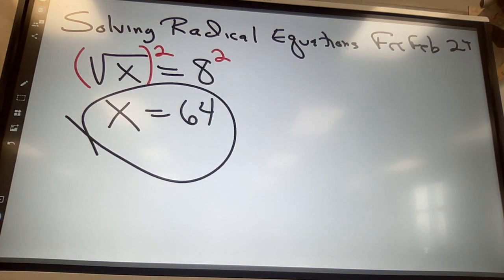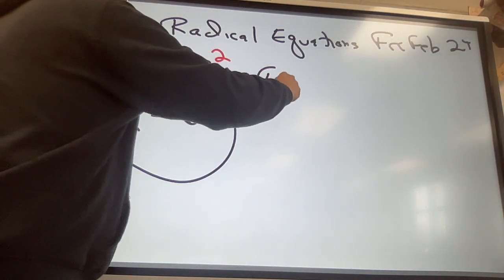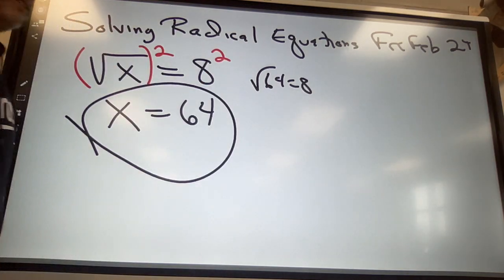On squares and square roots, it behooves you to double check your answer. Go back to the original problem. The square root of 64, it sure does equal 8. You're correct. Now I want to show you this.